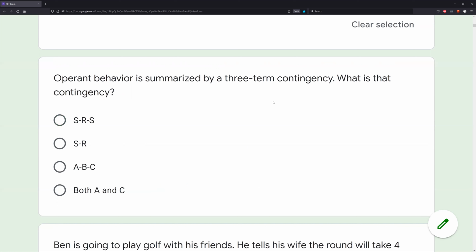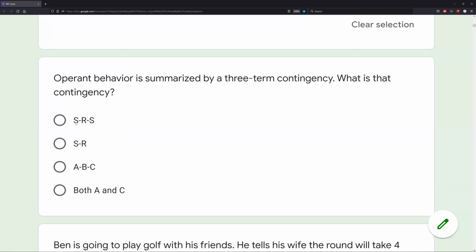Now, what is our most common three-term contingency we speak about in ABA? Well, that's going to be the ABC, the antecedent, the behavior, the consequence. But is there another one? Is there a more technical definition? Well, if we look at A, this SRS stands for stimulus, response, stimulus. That is the same thing as ABC.